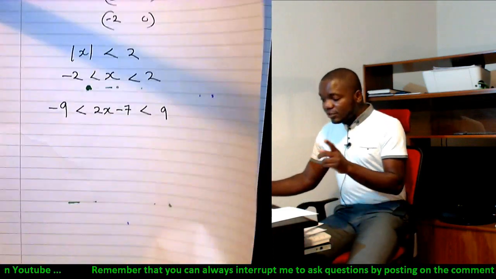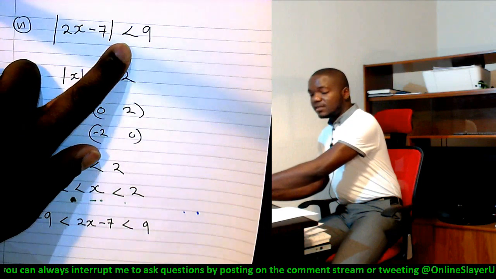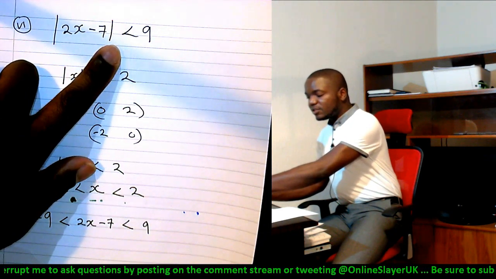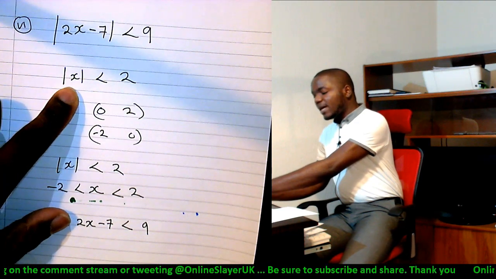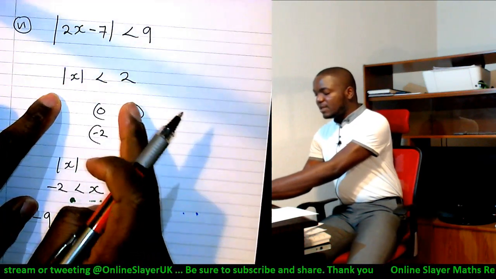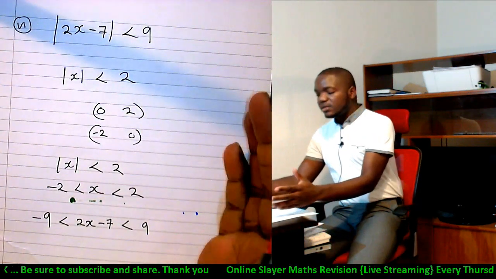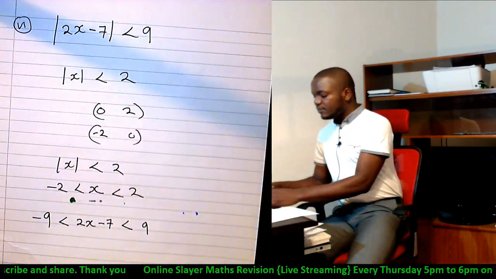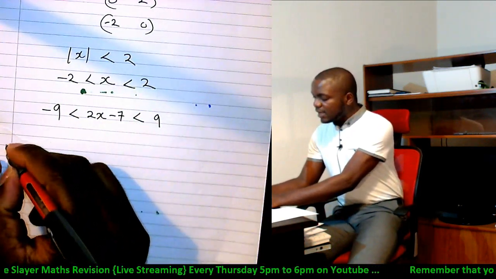I told you that if you've got |2x minus 7| less than 9, it means the magnitude should not be more than 9, right? And I said that if, for instance, you've got |x| less than 2, it means the actual value should not extend beyond minus 2 to 2. Now, that idea also works for something like this.